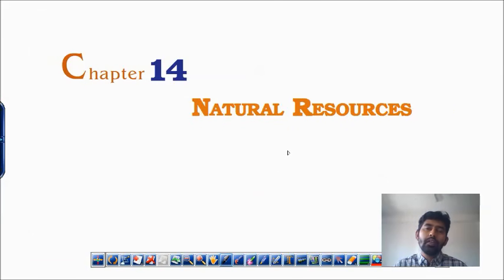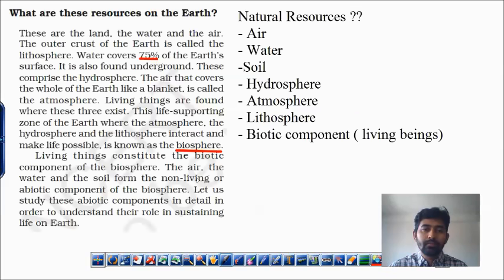Chapter 14, Natural Resources. What are natural resources? Natural resources is something which is made by nature. And in this first slide, they talk about air, water and soil which is made by nature.